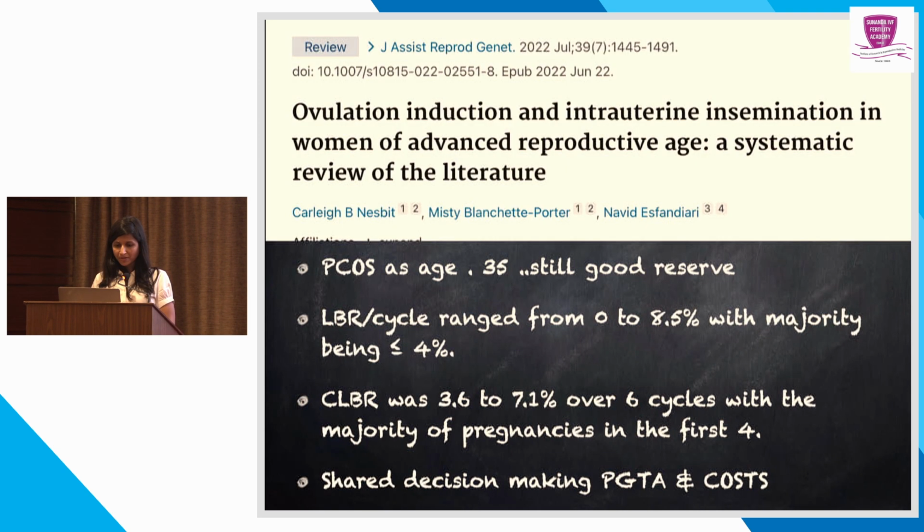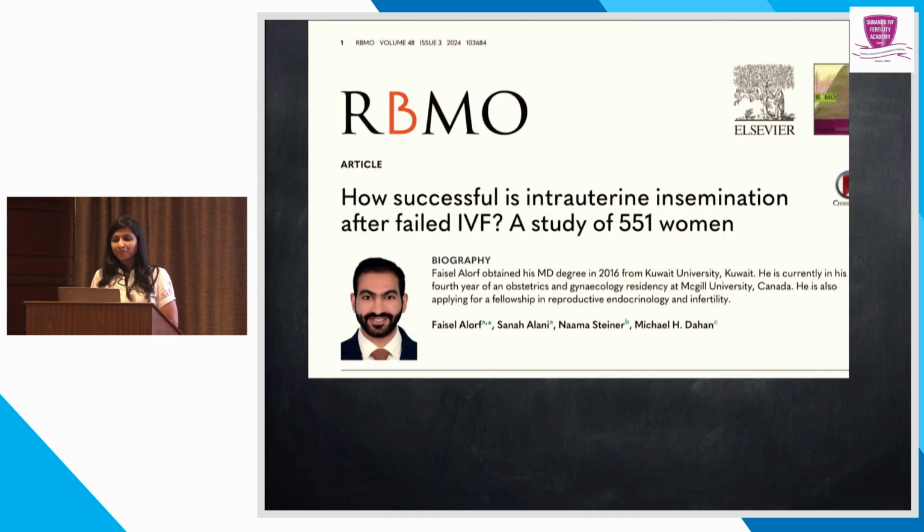About the generalized agonist trigger, I already mentioned it. When they did a study about, I'll just skip this one. This is a Canadian study on what the success rate is of doing IUI after a failed IVF cycle.